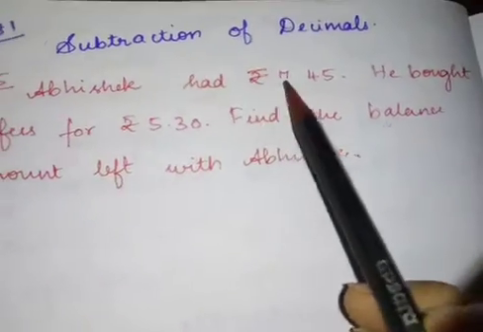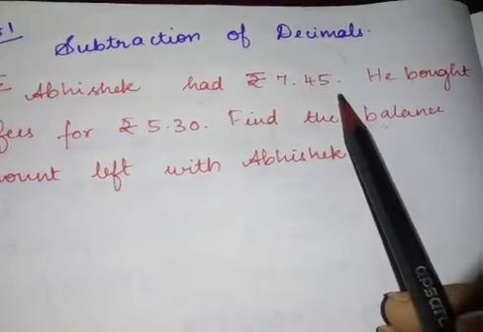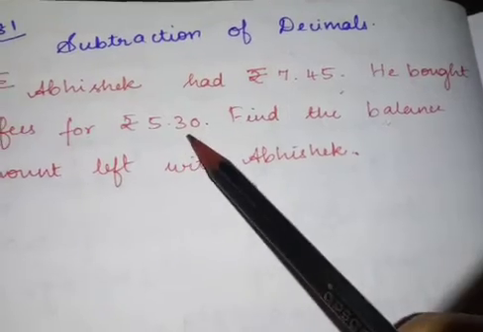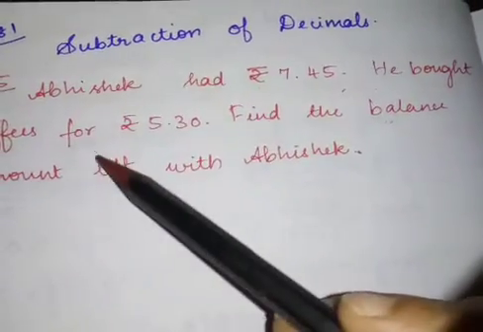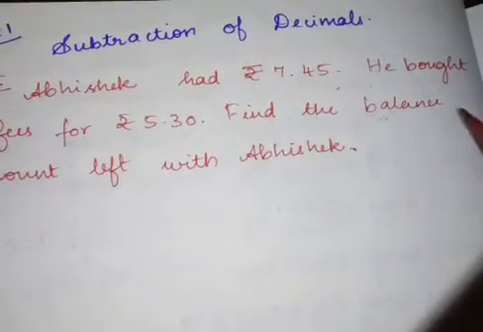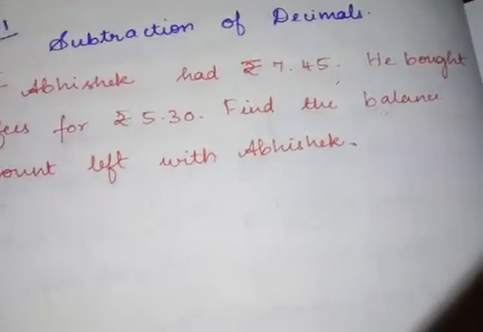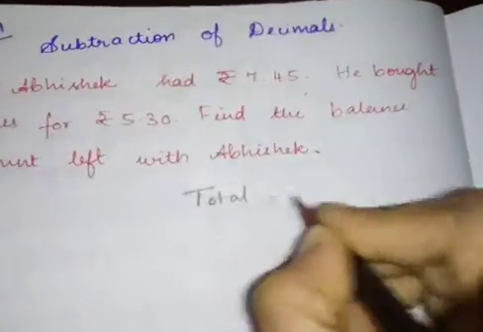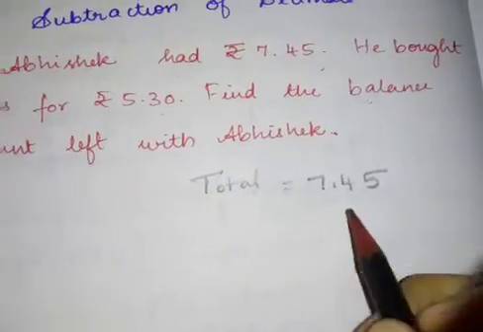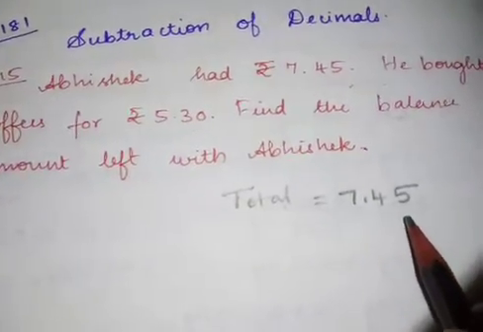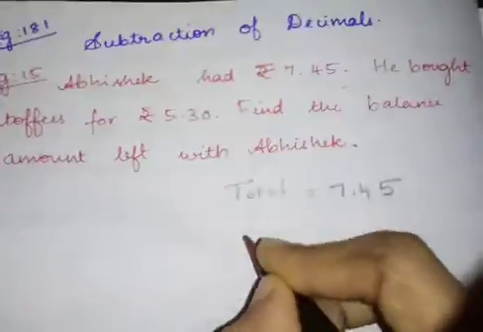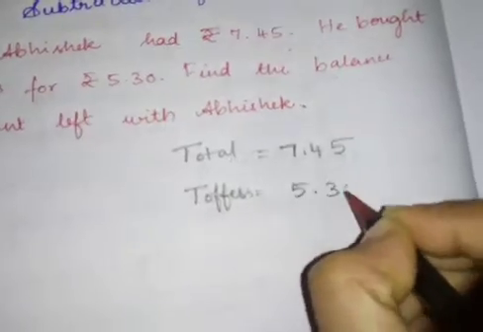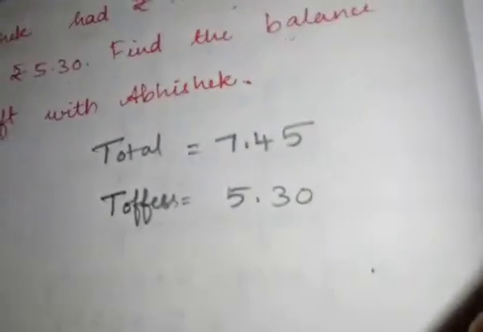Abhishek had rupees 7.45. He bought toffees for rupees 5.30. Find the balance amount left with Abhishek. See, the total amount that Abhishek has is how much? 7.45. Correct? Then how much did he spend on toffees? 5.30 rupees.